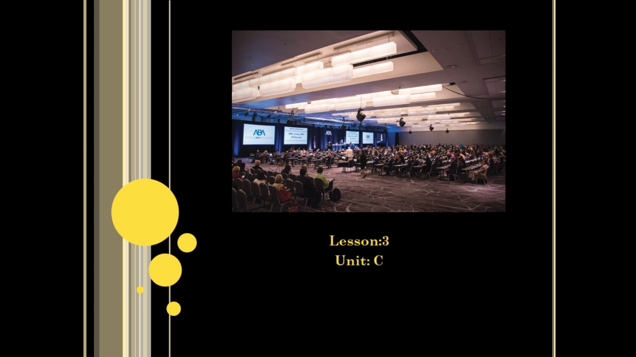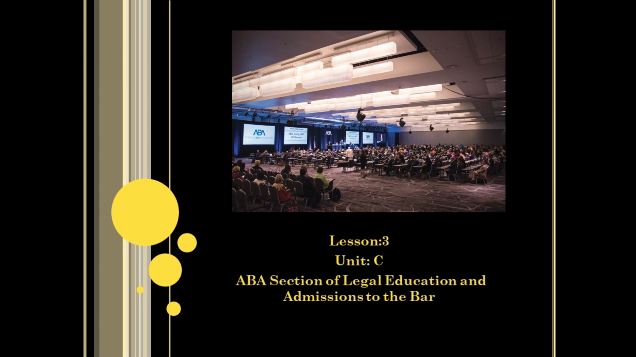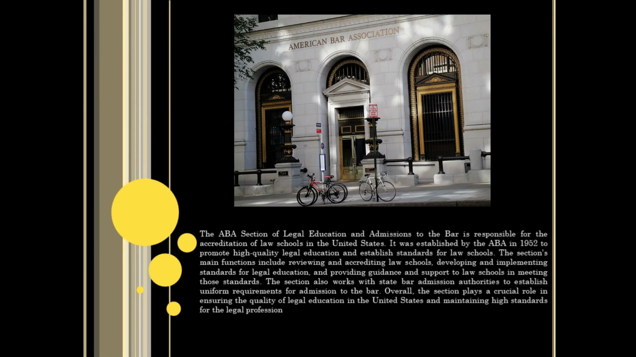Lesson 3. Unit C. ABA Section of Legal Education and Admissions to the Bar. The ABA Section of Legal Education and Admissions to the Bar is responsible for the accreditation of law schools in the United States. It was established by the ABA in 1952 to promote high-quality legal education and establish standards for law schools. The section's main functions include reviewing and accrediting law schools, developing and implementing standards for legal education, and providing guidance and support to law schools in meeting those standards.